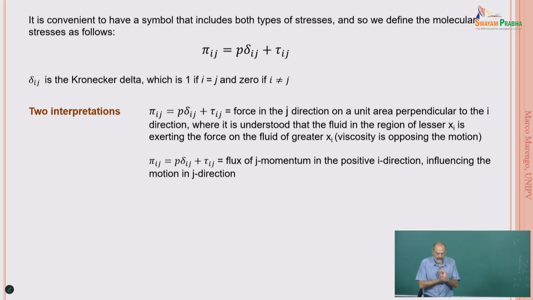And then another way to say it is that pi ij is nothing else than the flux of the j momentum in the positive i direction. Okay.